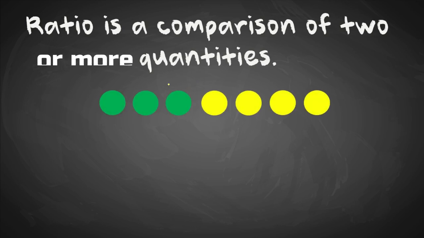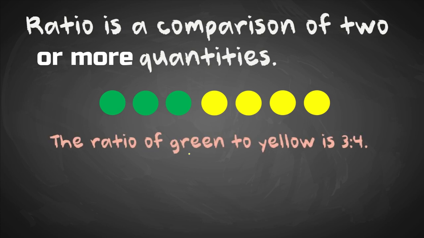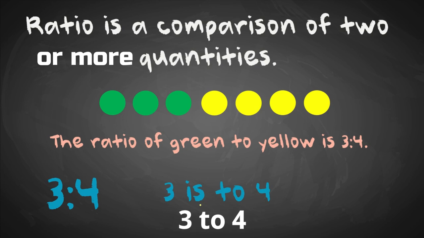Halimbawa, so I have here 3 green circles and 4 yellow circles. And the ratio of green to yellow is 3:4. May 3 green, may 4 na yellow. This can be written as 3:4 using colon form. 3 is to 4, gamit naman yung word na is to, and 3:4 in fraction form.